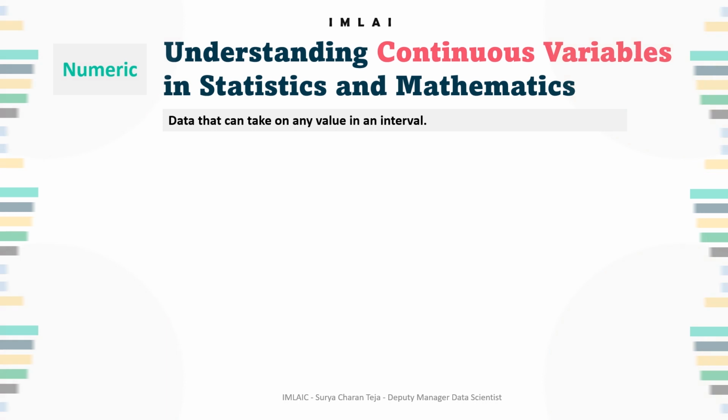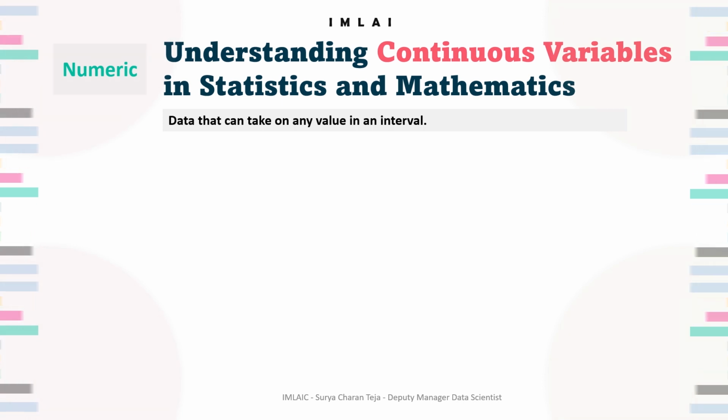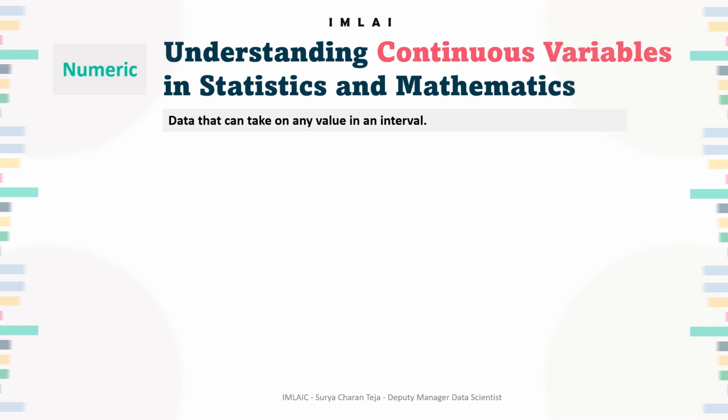Synonyms for this continuous variable could be float, numeric, or interval. So there are different names used based on the programming language that you will be using. However, if you use Python, it's a float. It's a float type object in Python. So a continuous variable is the one that can take any value in an interval.